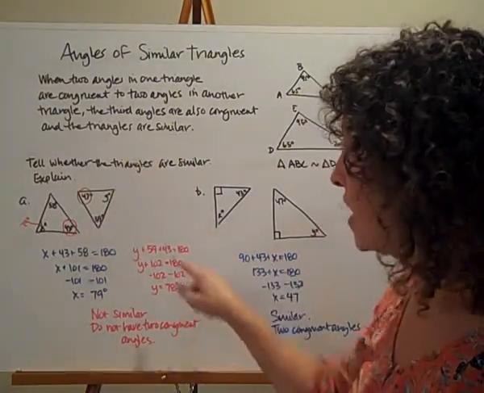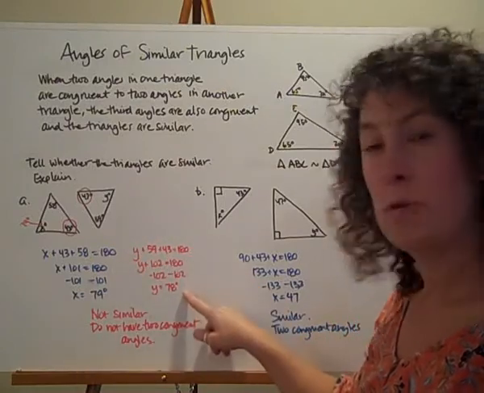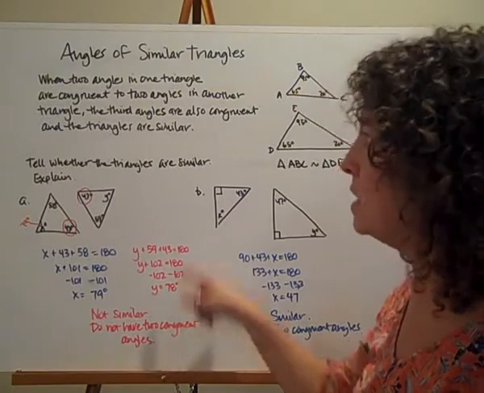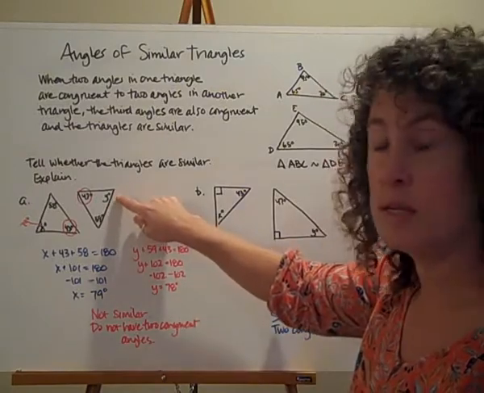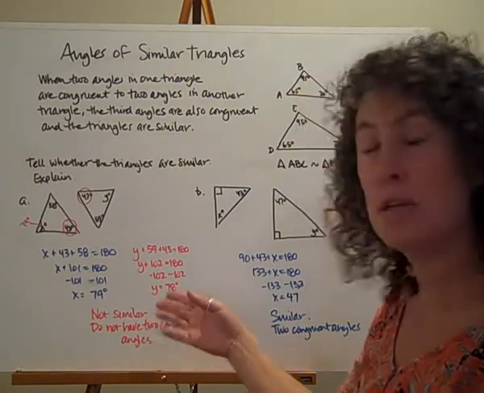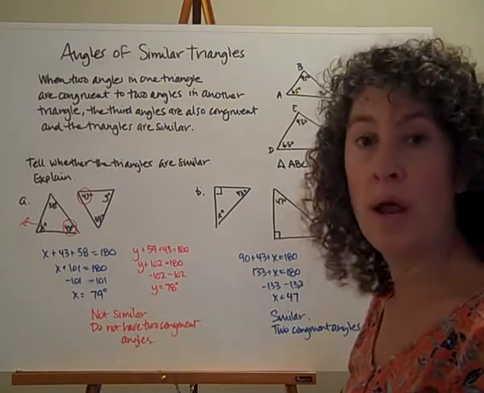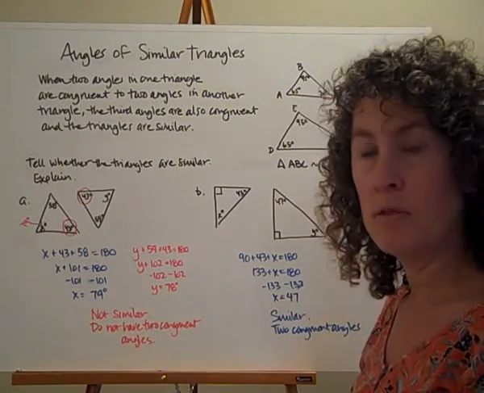Now I could keep going and find my Y. Y plus 59 plus 43 equals 180. And when I do the math on that, I get Y equals 78, which means that this angle here is 78, and it's not congruent to an angle in that first triangle. So that tells me that these are not similar. They do not have two congruent angles. So here's my reasoning for that.